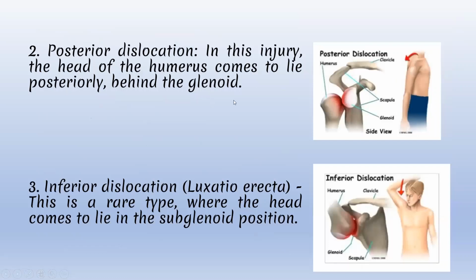Posterior dislocation. In this, the head of humerus comes to lie posteriorly behind the glenoid. Here we can see that the head of humerus is behind the glenoid cavity. Inferior dislocation is also known as luxatio erecta because the arm appears to be permanently held upwards in fixed abduction. We can see that in this picture. This is a rare type where the head comes to lie in the subglenoid position. In the picture it's not clear, but the head of humerus has come slightly inferior to the glenoid cavity.